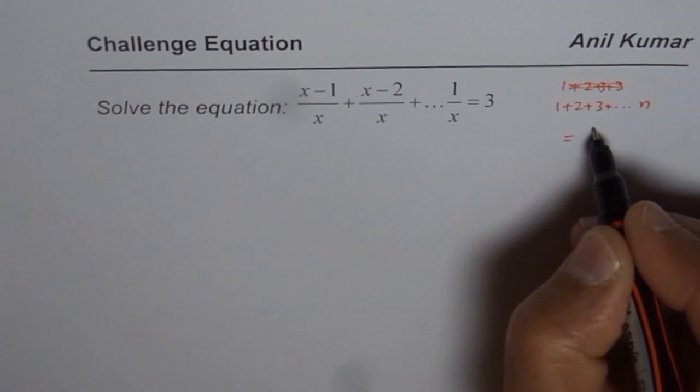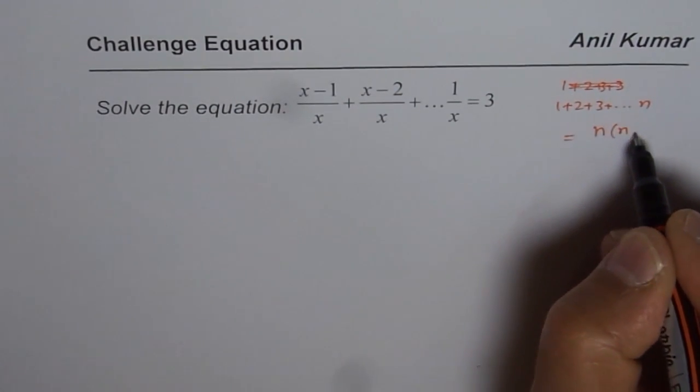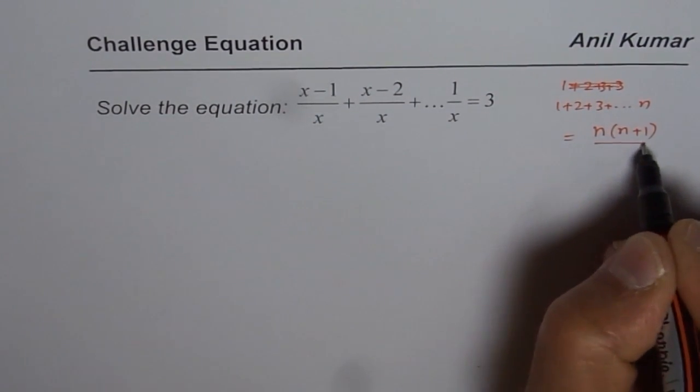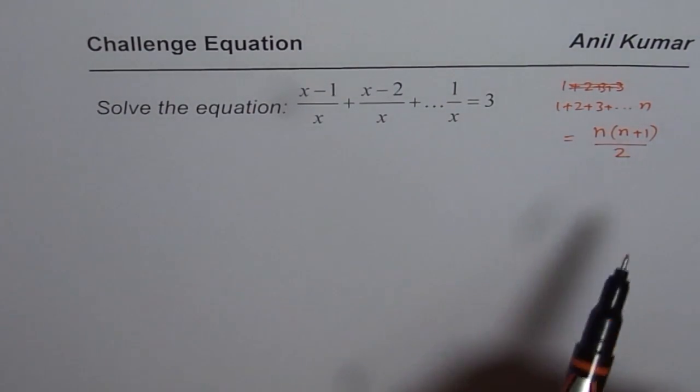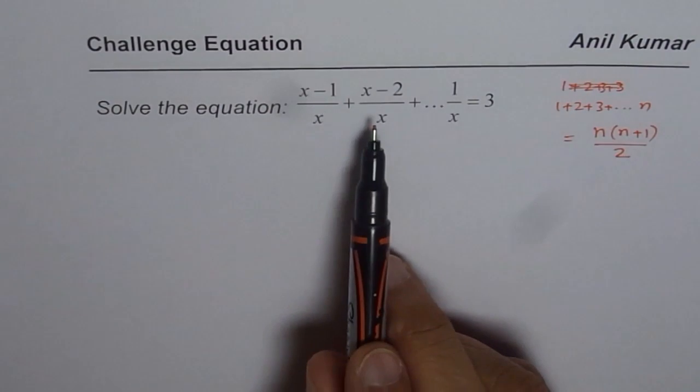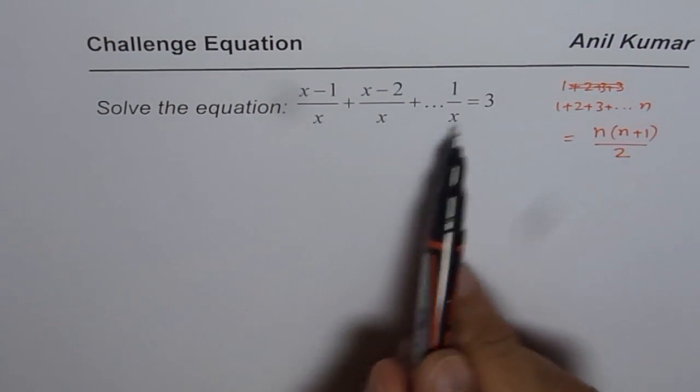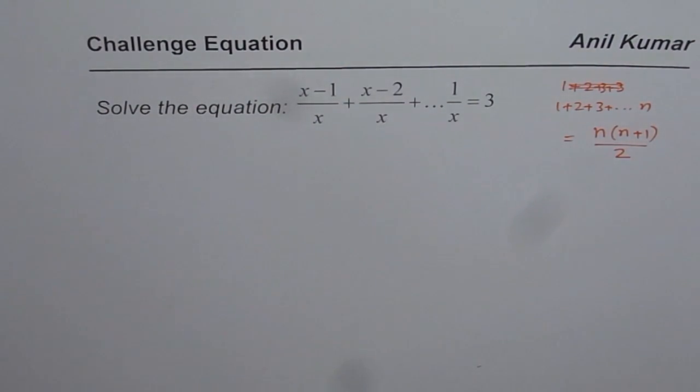Now this is very easy. It is n times (n plus 1) divided by 2. So this is the formula you need, and you also need to know how many terms are there in this particular series, correct? So now, when you know these two things, I'd like you to pause the video, solve, and then check with my solution.